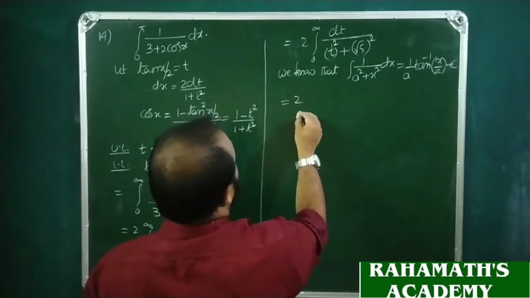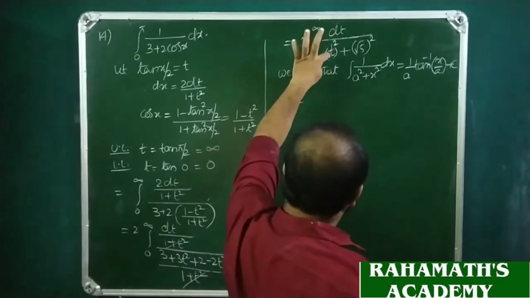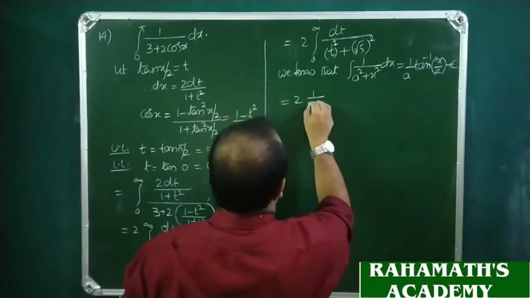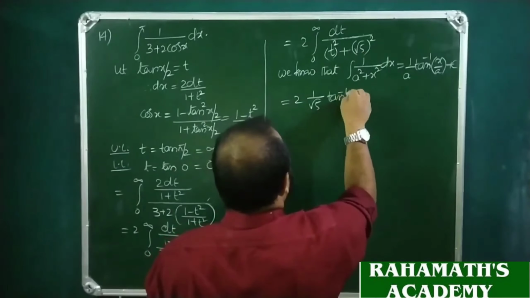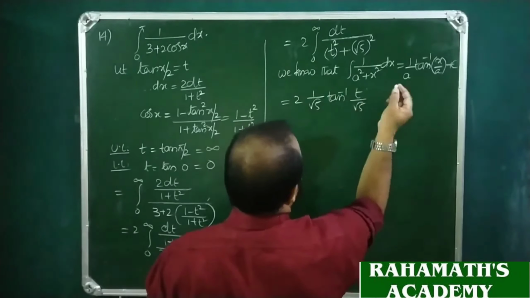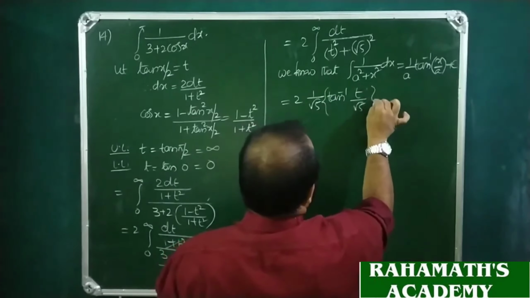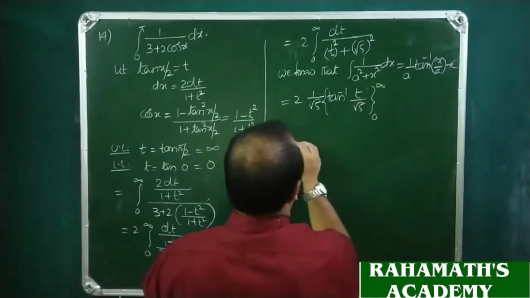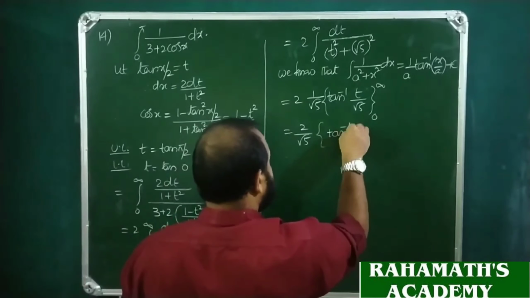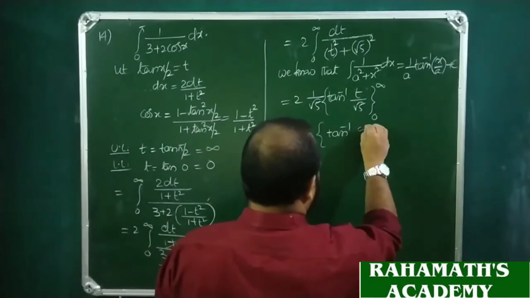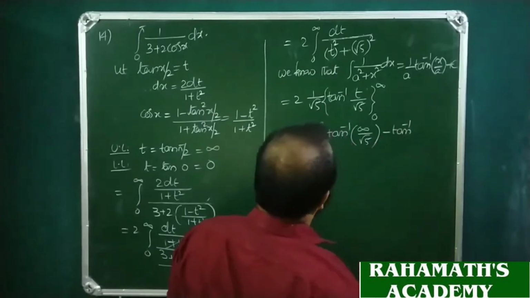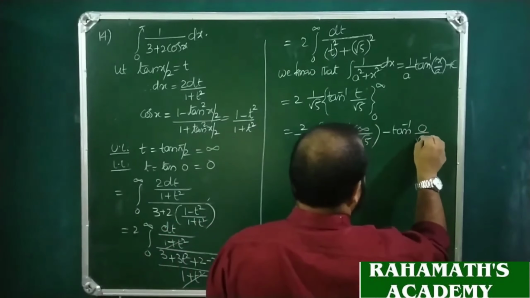So using that, 2 into 1 by x square plus a square is 1 by, what is the constant here? Root 5 tan inverse x by a. x is t by root 5. So the process of integration is over. So 0 to infinity is to be written here. So 2 by root 5 into tan inverse t value, infinity by root 5, minus tan inverse, lower limit value 0 by root 5.